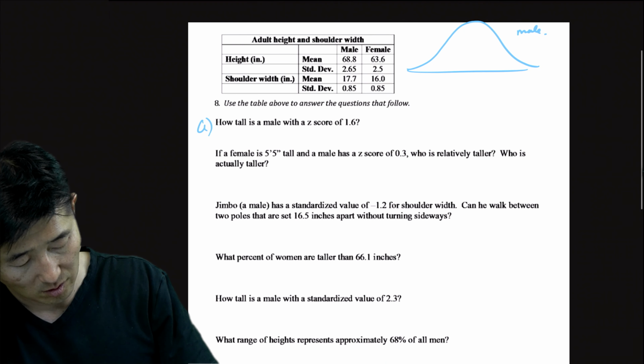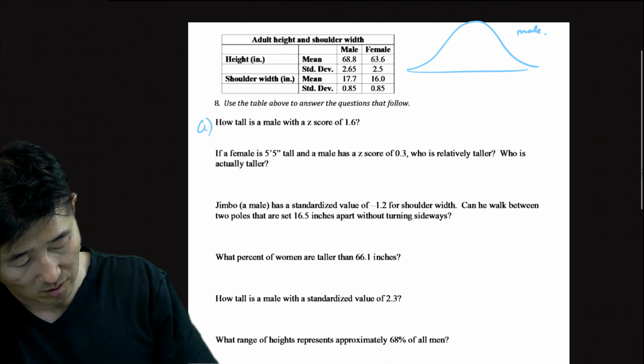Okay, so if they're 66.1 inches tall, we have to figure out how many percent of the women are up to 66.1. Again, this is what I was trying to show you in the beginning. All of these, you always have to relate to a normal curve. So for women, their mean is what? 17.7? No, I'm sorry, that's shoulder width. The mean is 63.6. Oh yeah, that's height. The standard deviation is 2.5, right?